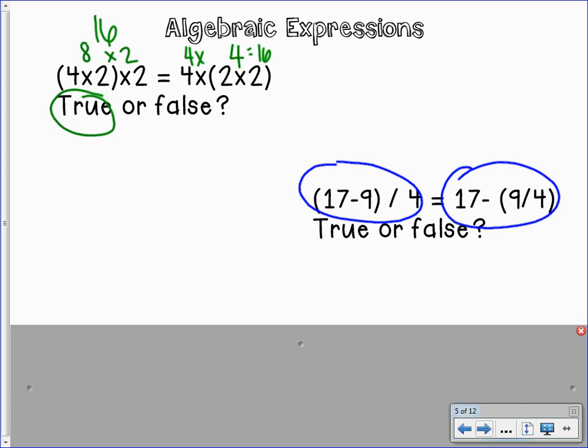17 minus 9 is what? 8. 8 divided by 4 is 2. This came out to be a wonky answer, but you knew that it wasn't 2, right? Because you have to start with the parentheses. 9 divided by 4 is like 2 point something, maybe 2.2 if you estimate. But if you take 17 minus about 2, are you going to get 2 for an answer? No. So even though you didn't figure out exactly what this side equals, you knew they weren't the same.